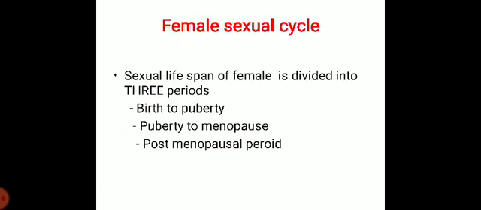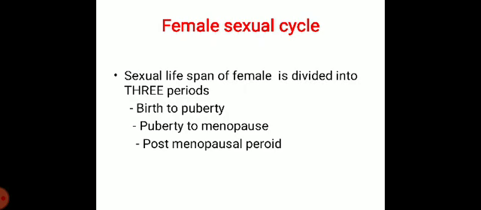Female sexual cycle. The female sexual cycle can be divided into three periods: birth to puberty, puberty to menopause, and the postmenopausal period. Birth to puberty: during this period, the primary and accessory female sex organs remain quiescent. Puberty occurs between 12 and 14 years of age. Puberty to menopause: with the onset of puberty at the age of 12 to 14 years, the female sexual cycle starts. This cycle repeats every 28 days.